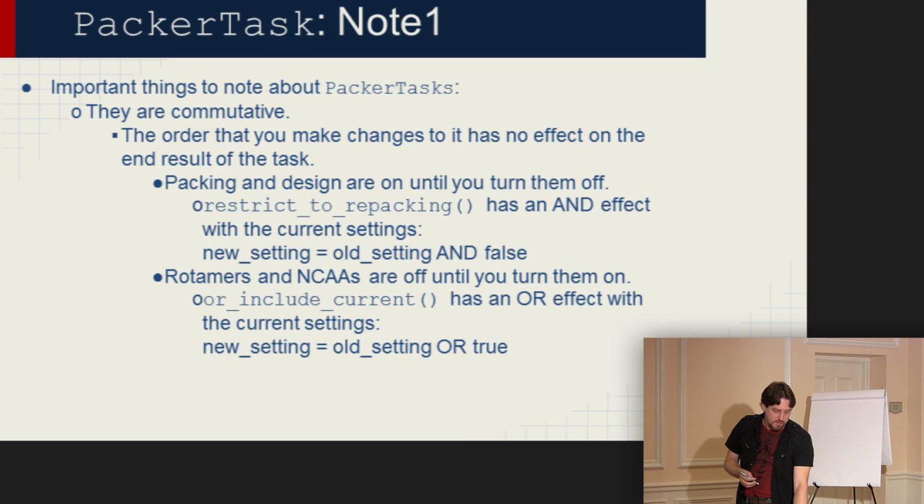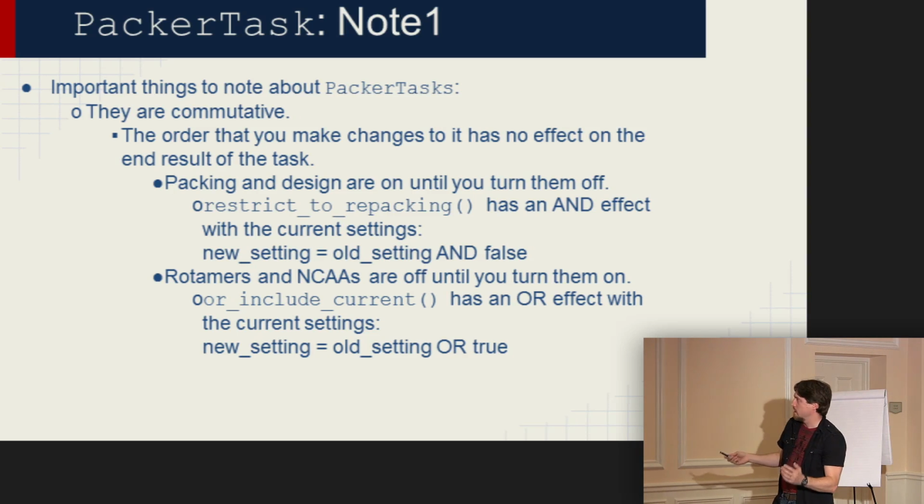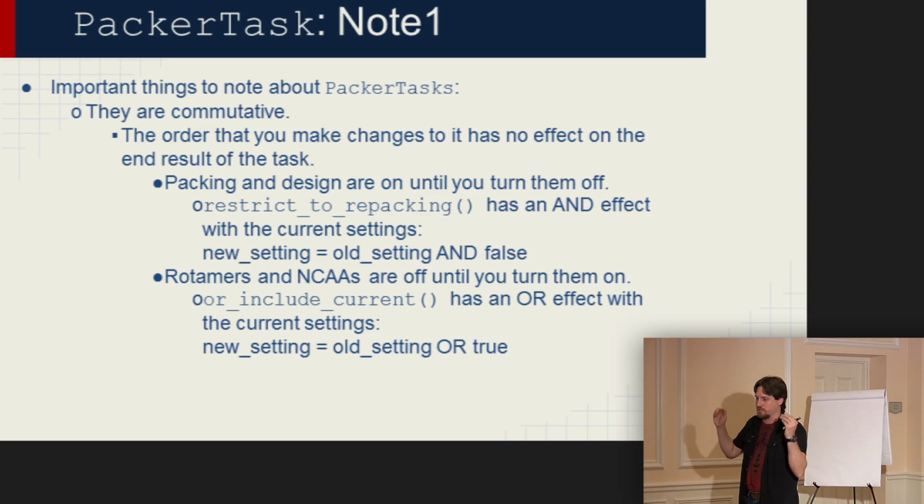There are 2 important notes that are crucial to understanding PackerTask, and this is very different from the MoveMap. The first is that the operations and functions that you do with or to a PackerTask are commutative. That means the order in which you make changes to a PackerTask has no effect on the end result of the task. This is just like in math: 4 plus 2 is the same as 2 plus 4. The order doesn't matter, you still get 6. So if I have a PackerTask and I call restrict to repacking, and I call include current and several other functions to modify my PackerTask and prepare it for everything else I'm going to do with it, then the order does not matter.